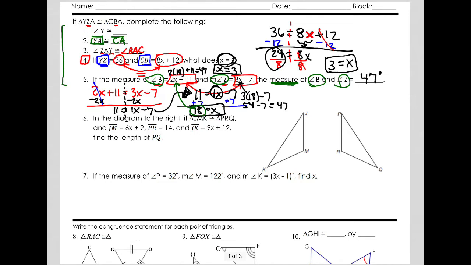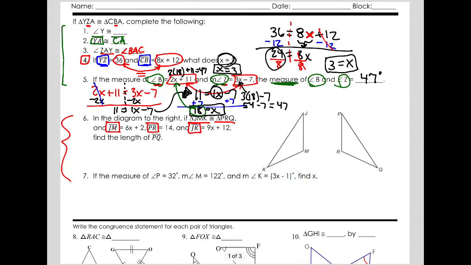Alright, so moving along to number 6. So number 6 and 7, let me erase some of this so I can see the problem. 6 and 7 use the same information. They use the diagram on the right. So it says in the diagram to the right, if triangle JMK is congruent to PRQ and JM is equal to 6x plus 2, PR is equal to 14, and JK equals 9x plus 12. Find the length of PQ.